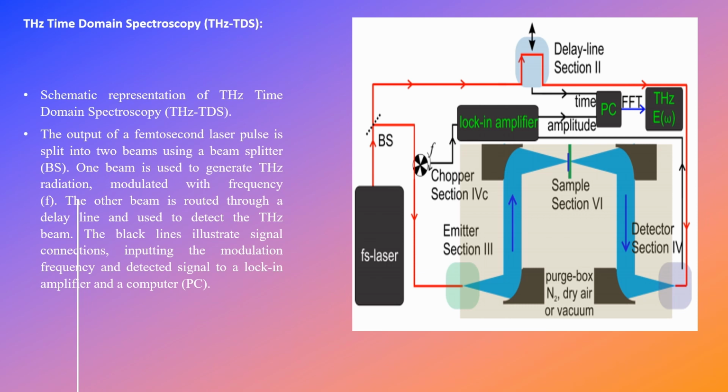The black lines illustrate the signal connections, inputting the modulation frequency and the detected signal to a lock-in amplifier and to the PC, where the amplitude with a time scale is detected, and then the FFT, fast Fourier transform, is performed in order to see it in the spectral domain.